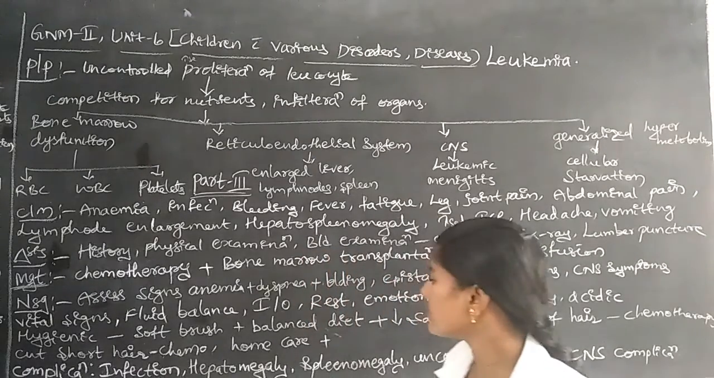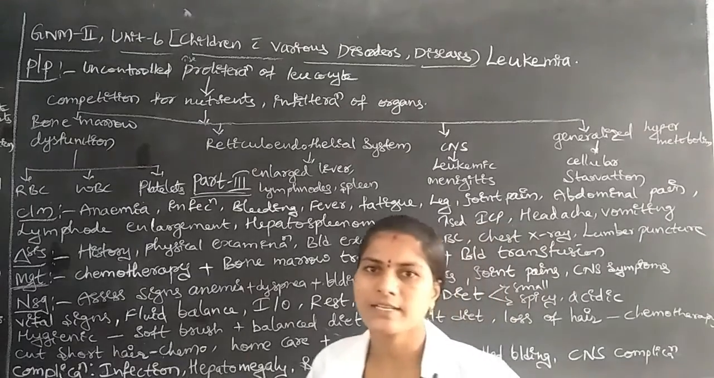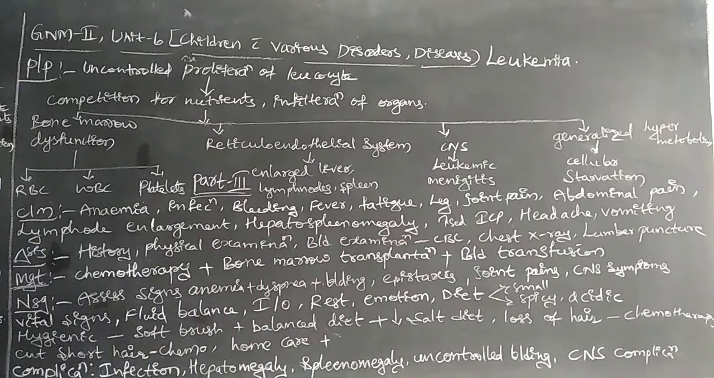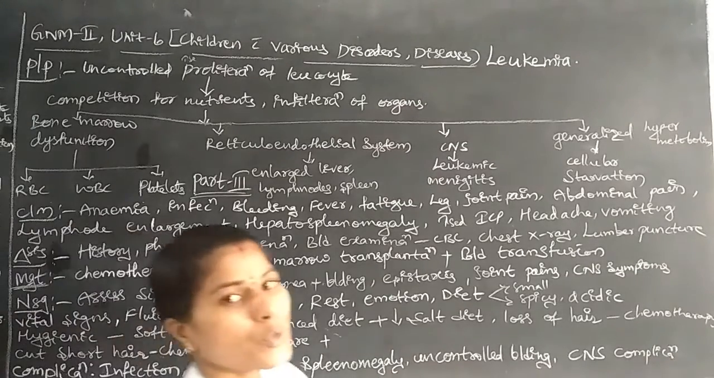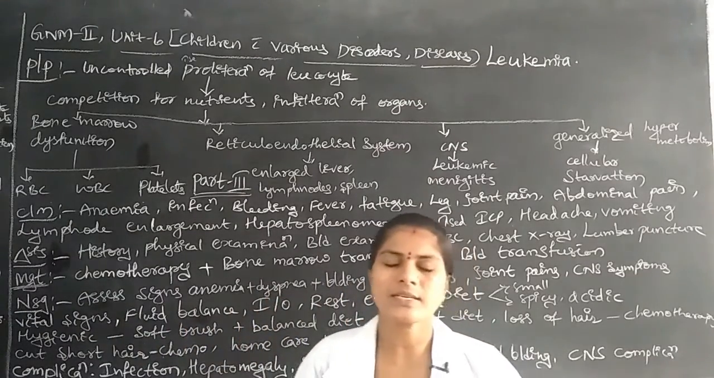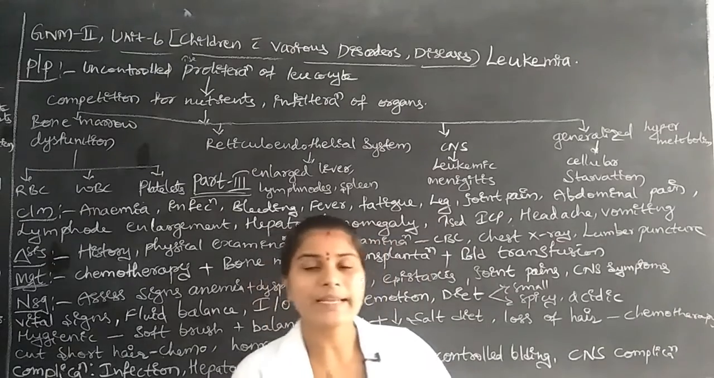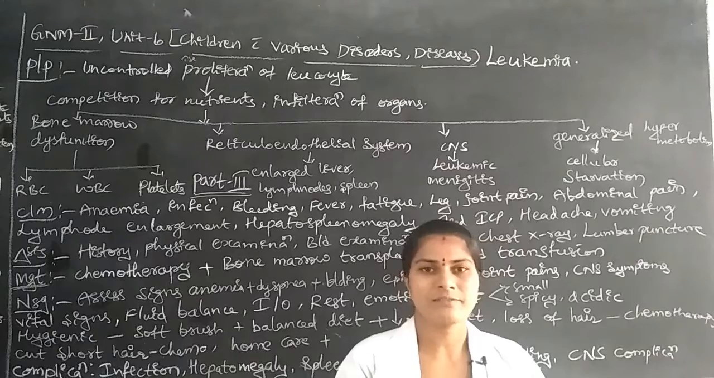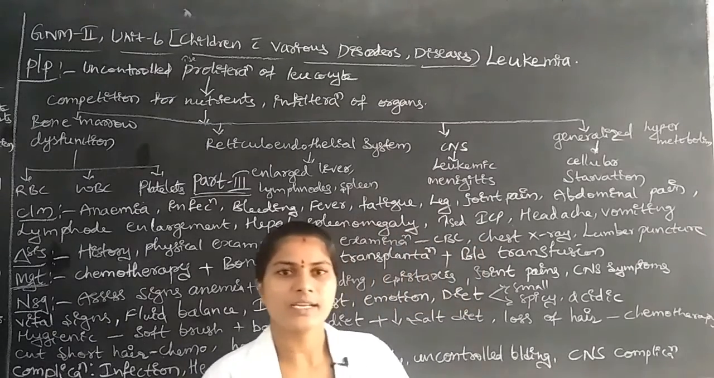Next, the last step is the complications. What are the complications of leukemia? First is infection. Hepatomegaly, which means the liver size is increased. Splenomegaly, the spleen size is increased. Next is uncontrolled bleeding. The children have continuous bleeding, such as bleeding from the nose. Epistaxis is identified in the children.